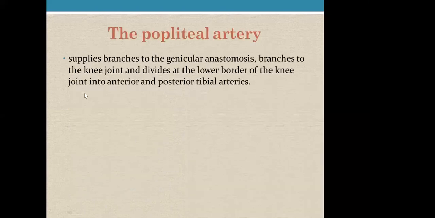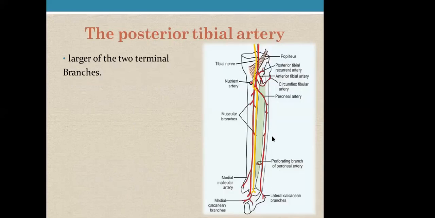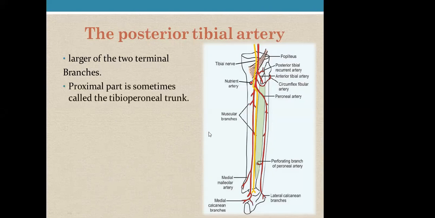The popliteal artery supplies the branches to the genicular anastomosis, branches to the knee joint, and divides at the lower border of the knee joint into anterior and posterior tibial arteries. Here we can see the posterior tibial artery. This is the posterior tibial artery. This is the larger of 2 terminal branches. The proximal part is sometimes called the tibio-peroneal trunk. This is the tibio-peroneal trunk, which will divide into the tibial and peroneal arteries.